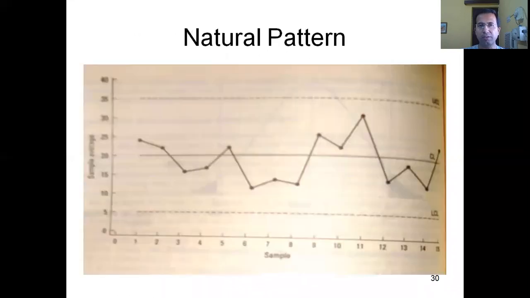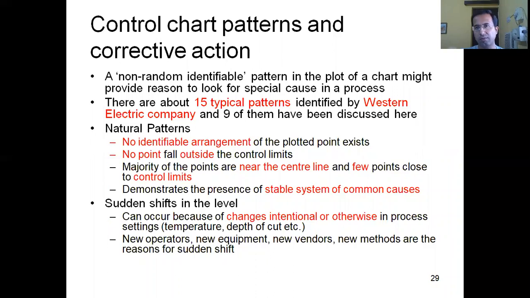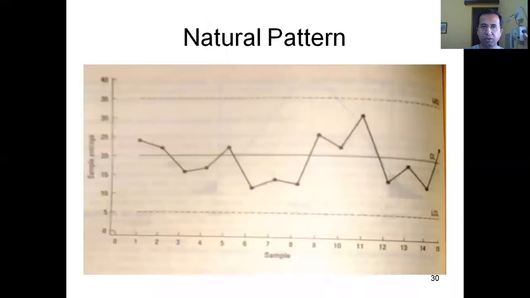Now there are certain patterns you might observe in the control charts, and I'll discuss one or two of them and skip the rest. The Western Electric Company has identified 15 typical patterns. These are some standards. You can see this is a natural pattern. You see general randomness over here. Even if you look at it carefully, you wouldn't find any specific pattern in the variation.